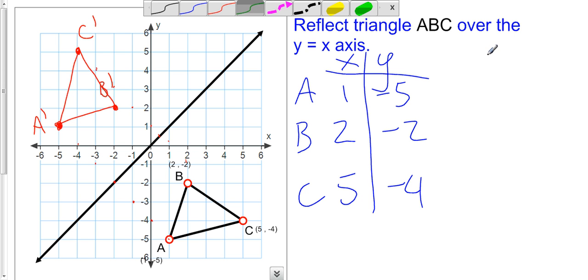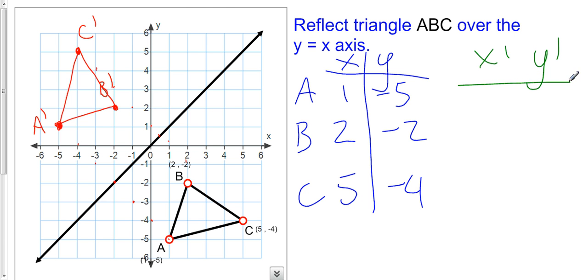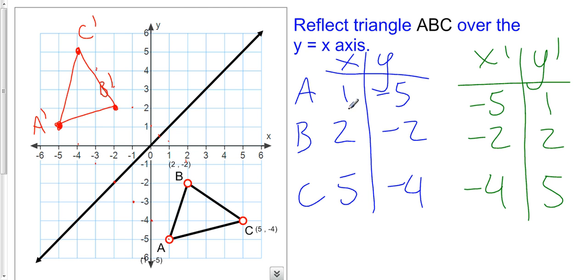So what are my X prime, Y prime coordinates? Well, my A prime is going to be negative 5, 1. My B prime is negative 2, 2. And my C prime is going to be negative 4, 5. Well, look what happened here. These are all the same numbers. They just switched places. So if I wanted to do a reflection over the y equals x-axis, I could start off with a table of values and then just switch the coordinates for my new table. So let's give that a shot. Let's do a new problem.